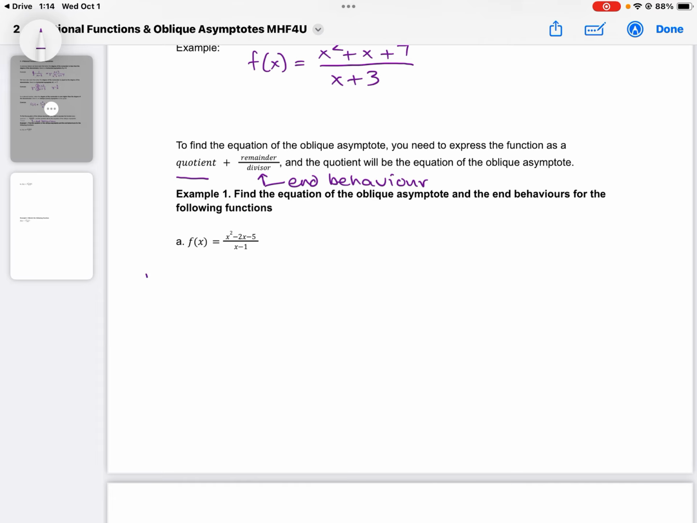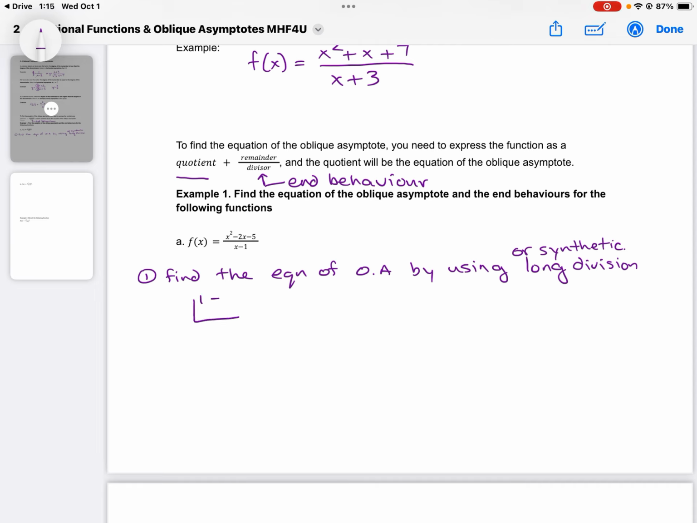So the first thing that I want to do is find the equation of the oblique asymptote by using long division or synthetic division. Either is fine. And so let's start that here. I'm going to set up my synthetic division. I've got 1, minus 2, minus 5, and I'm going to put a 1 outside.